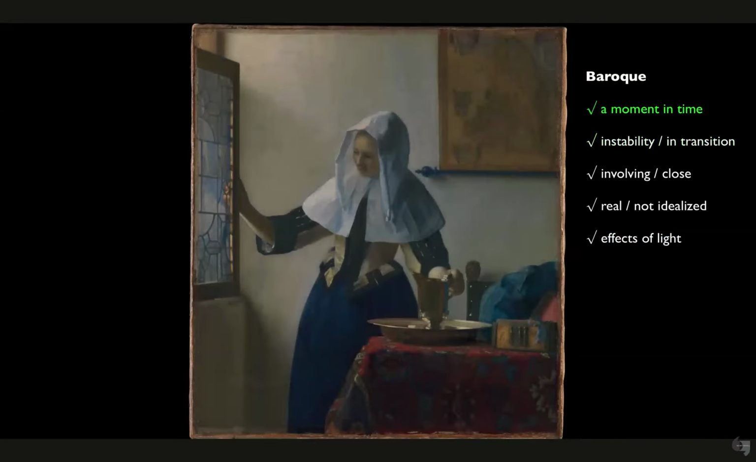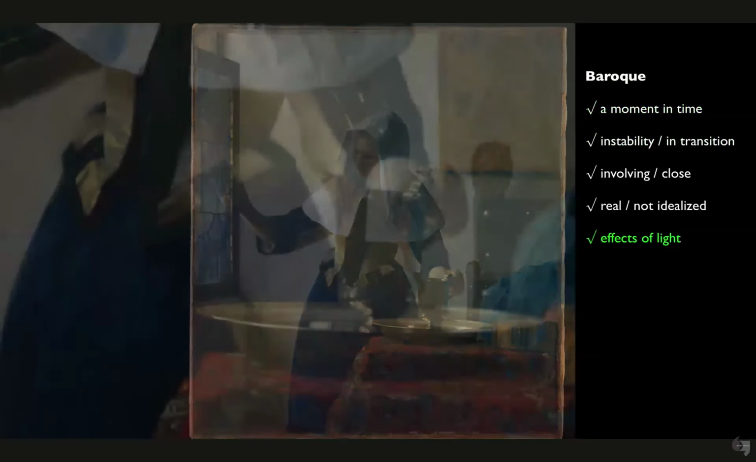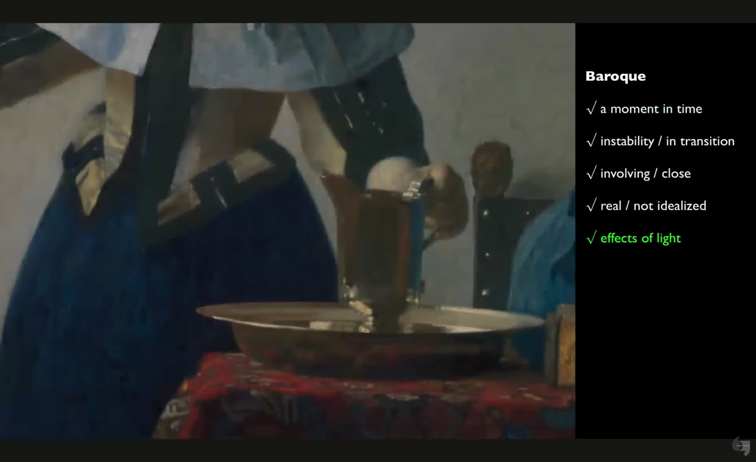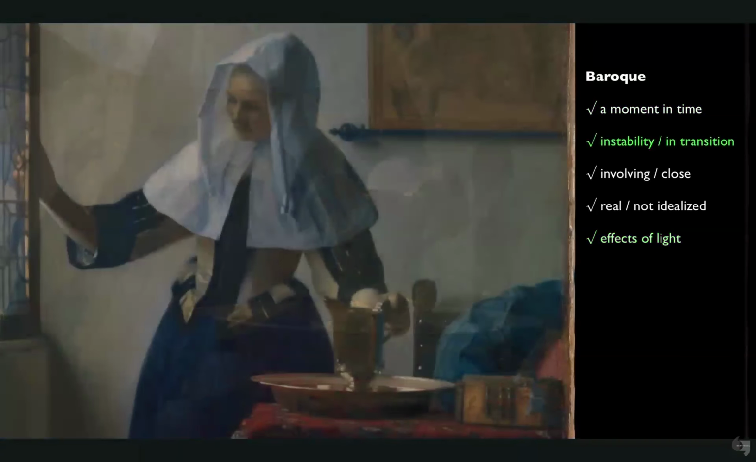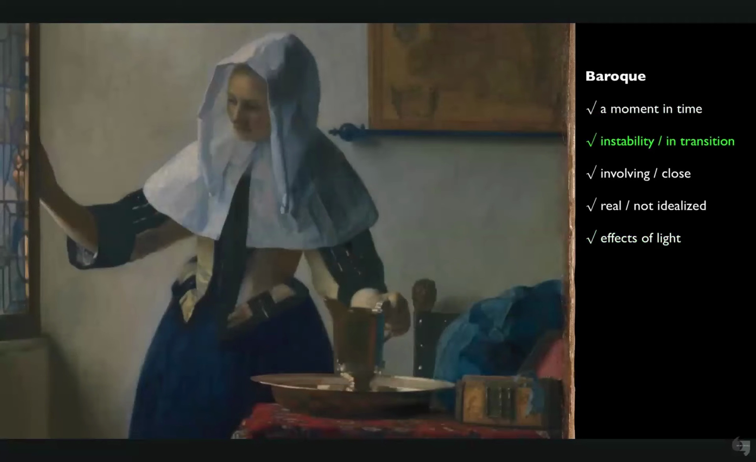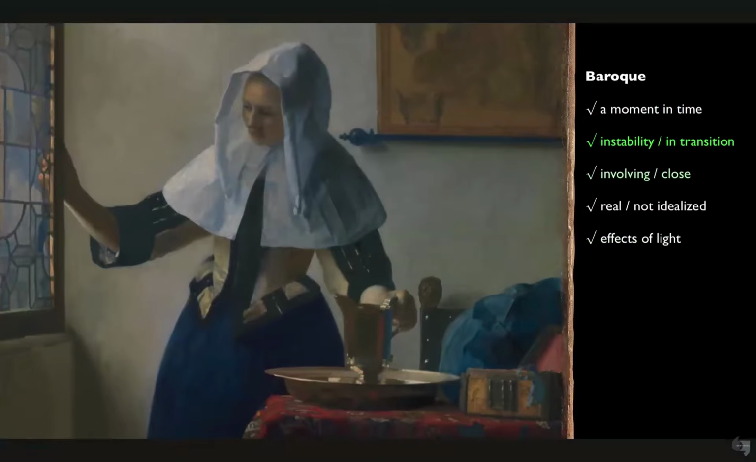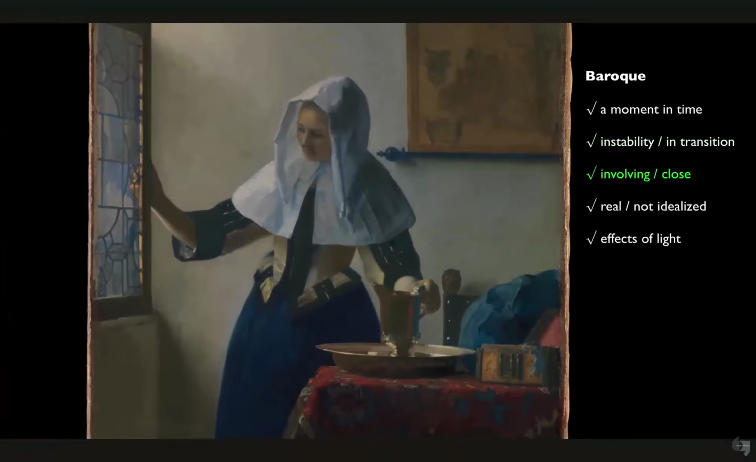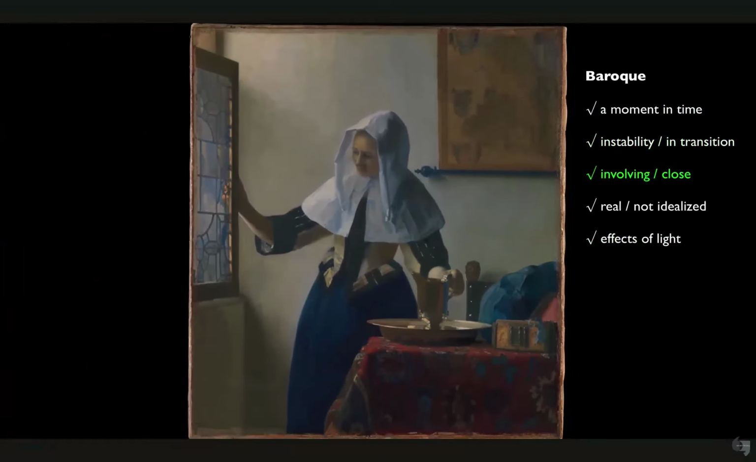And even the light has a sense of being in between, of the light coming in from the outside, of the light in the interior. And that interest in light is key to Baroque art, whether it's Caravaggio's drama or the subtlety of light in Vermeer. This is a painting that is about subtle transition, whether it's the subtle transition of the light or the subtle transition of her attention from the basin and picture to the window. We are close to her. We feel as though we could reach out and feel that rug that covers the table. So that closeness that we saw in Caravaggio and Bernini is still here.